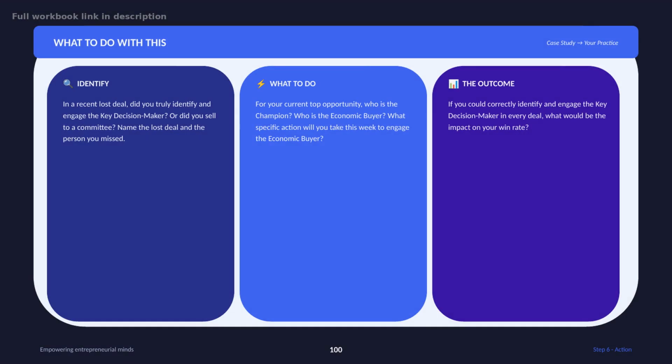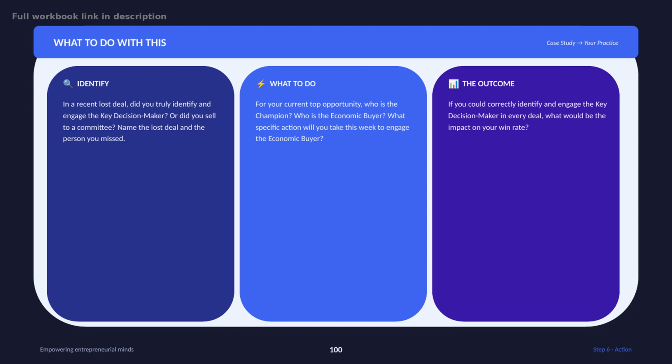Think about that ERP vendor story. In a recent lost deal, did you truly identify and engage the key decision maker, or were you selling to a committee the whole time? Name the deal and the person you missed. For your current top opportunity, who's your champion, and who's your economic buyer? What specific action will you take this week to actually engage that economic buyer directly?